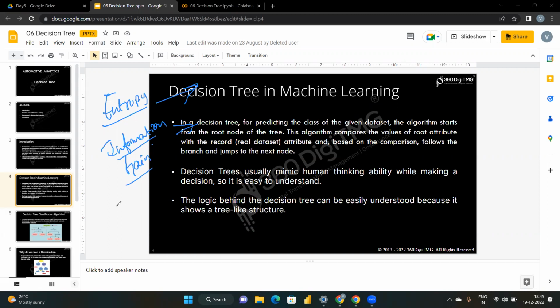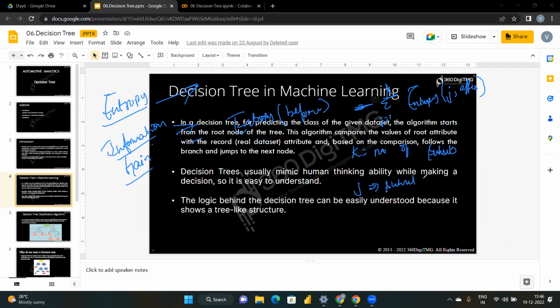So if you ask me what is the formula of information gain? Information gain is equal to entropy before minus the summation over j equal to 1 to k of entropy j after. Here k is the number of subsets, and j is a subset after the split.